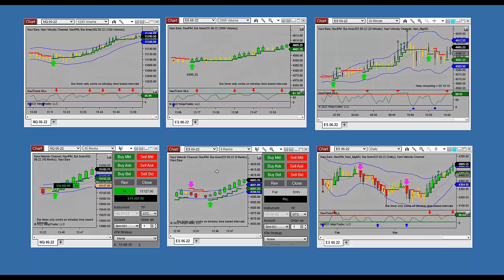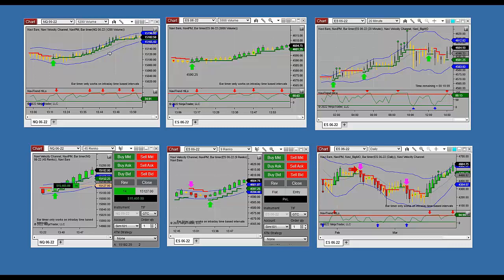A few things about our charts. These price bars are called Navi bars. They are unique. You won't see them anywhere else. The signals on the screen are the green signals, which are buy signals. Magenta arrows are sell signals.